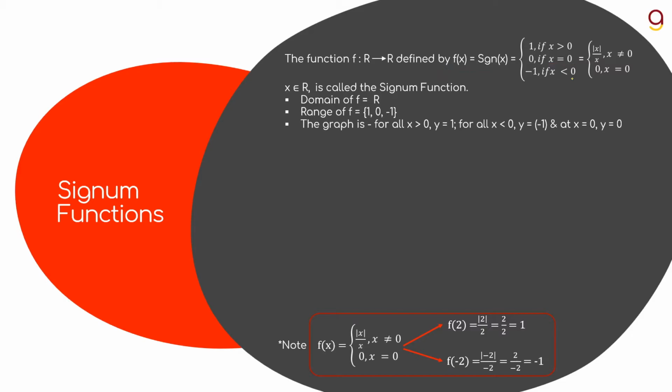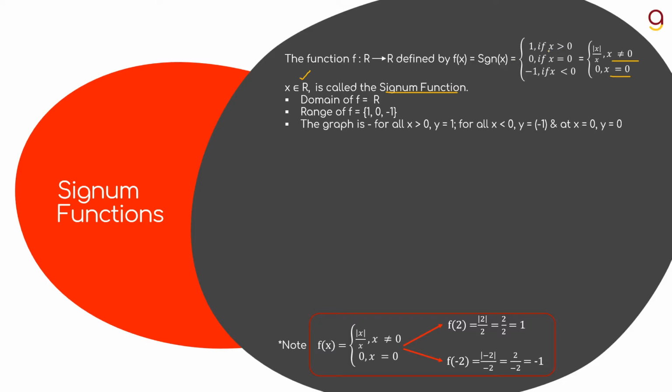This can also be written as mod of x by x if x not equal to 0, and 0 if x is equal to 0. Here x belongs to the set of real numbers. This is called the Signum function. So what do we understand by this? In case of Signum function, the range will be always either 1, 0 or minus 1.